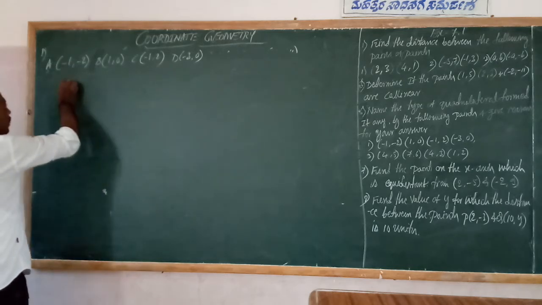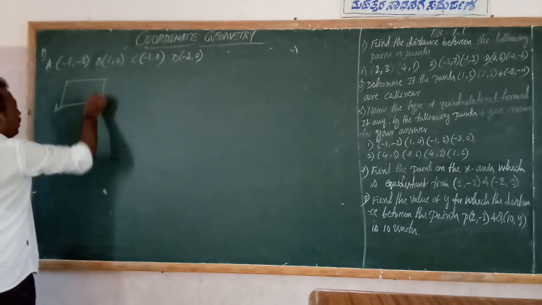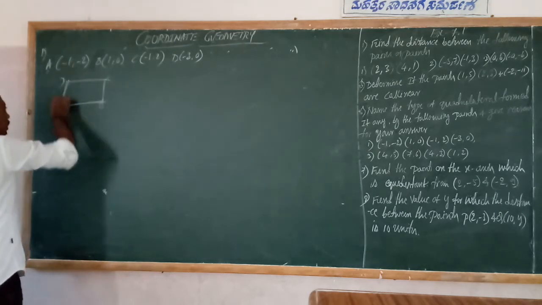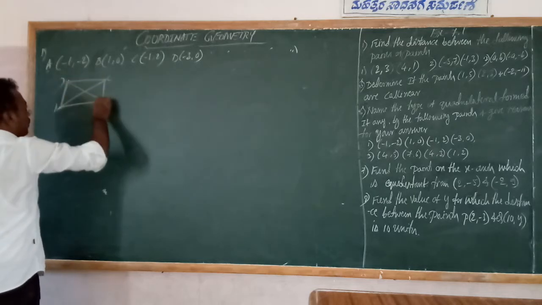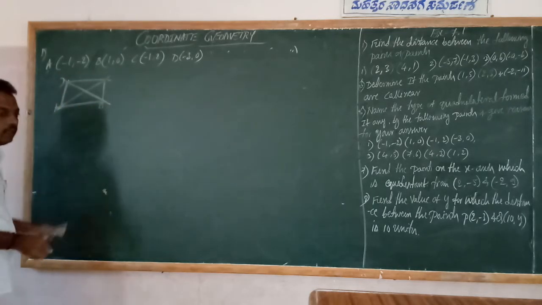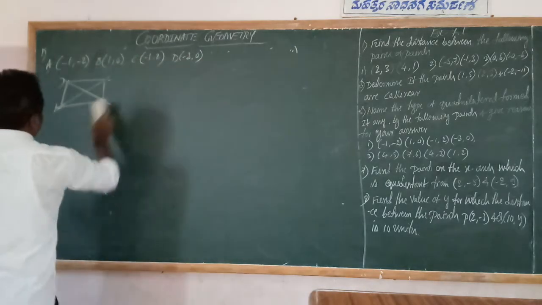See, this is one of the quadrilaterals. I don't know which quadrilateral. A, B, C, D. First AB, BC, CD and DA. After that the diagonals, AC and BD. All 6 lengths we have to calculate first. After that we have to decide which type of quadrilateral it is.